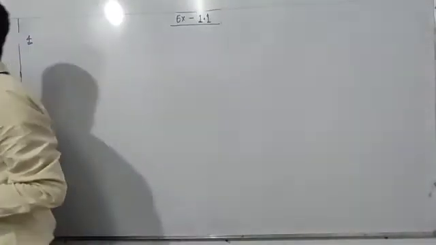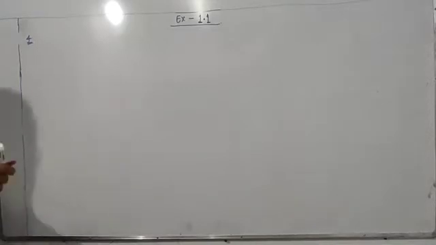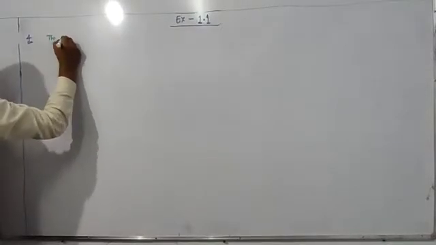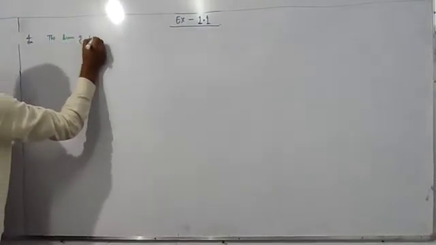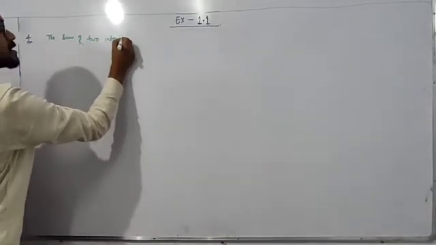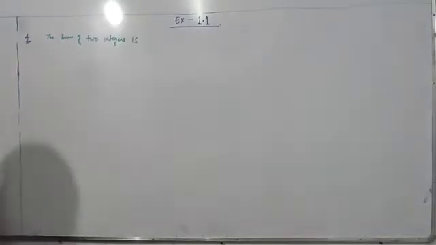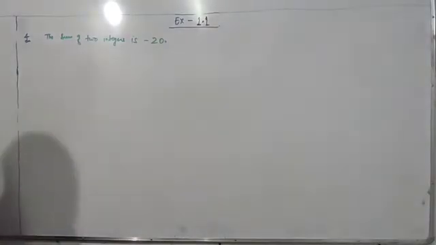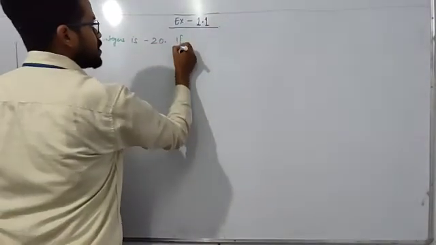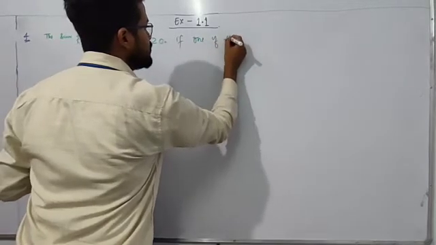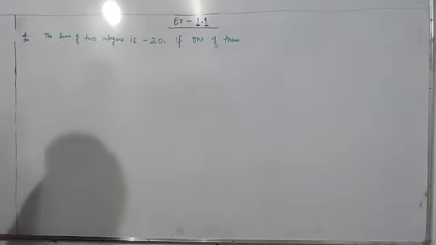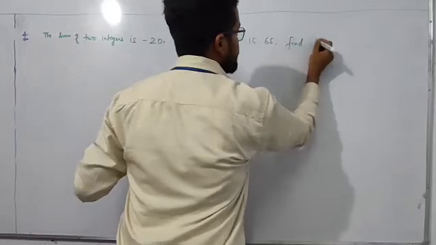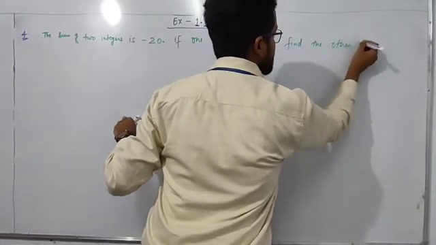Now the fourth one is: the sum of two integers is minus 20, if one of them is 65, find the other.